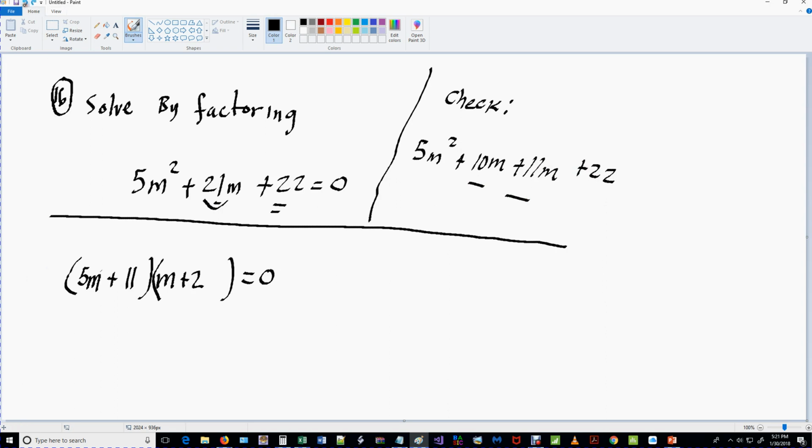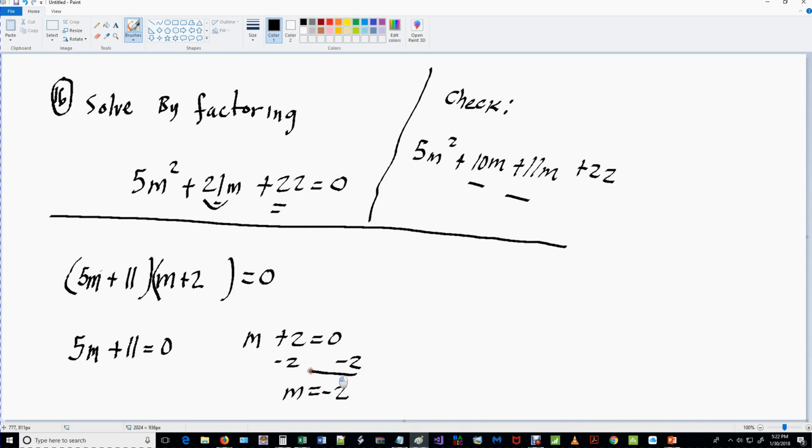And to find the answers, we need to find the values of m. Alright, so this is a product: 5m plus 11 times m plus 2 equals 0. Because the product is 0, we know that 5m plus 11 could be 0, and we also know that m plus 2 could be 0. Right? We're going to do each one at a time. Let's do the second one first. You subtract 2 from both sides, that gives you m equals minus 2.